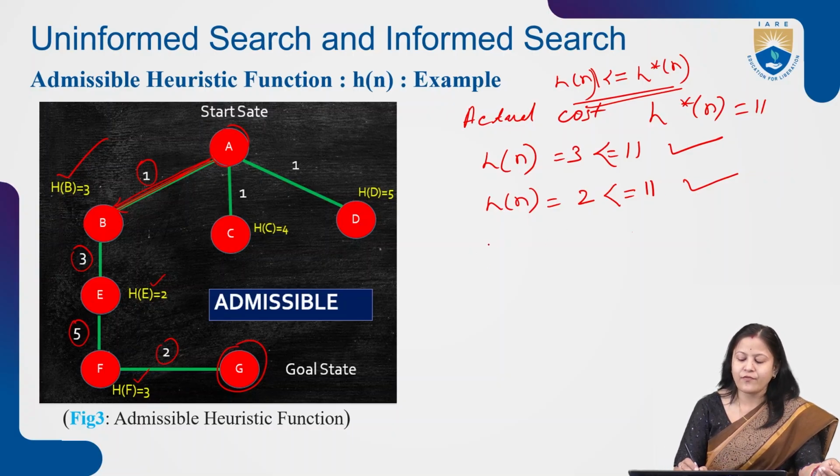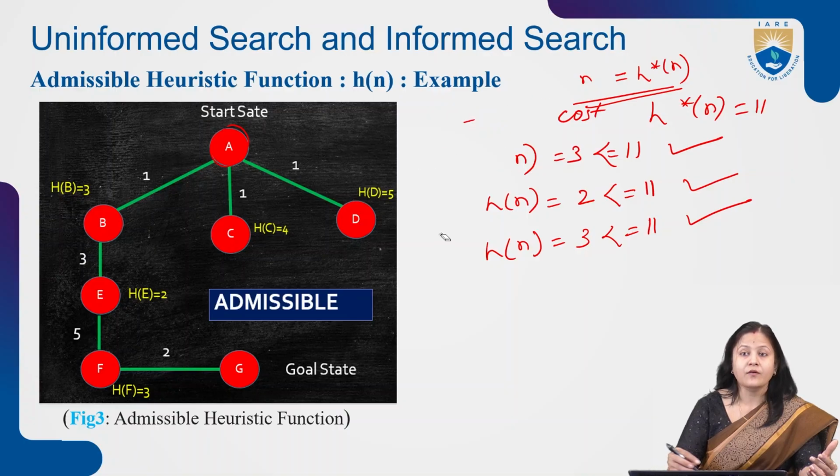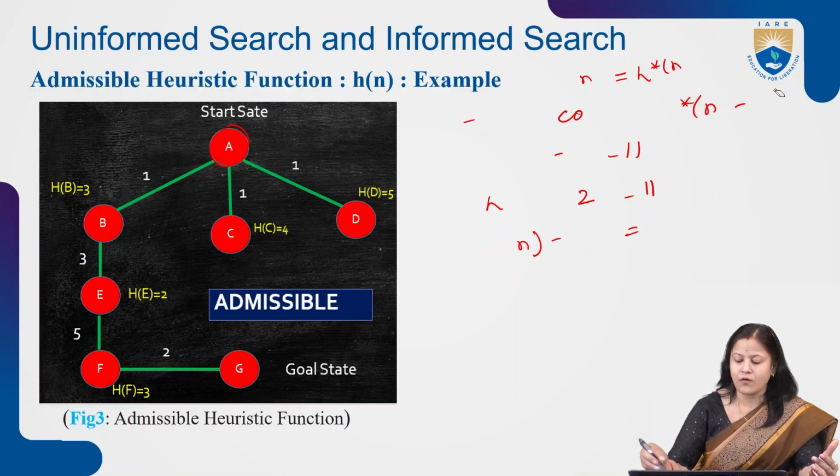Even for this F node, H of F is given as 3. 3 is also less than or equal to 11. So all these heuristic values through this path are admissible. This is the way we can check whether the heuristic value is admissible or not. If it is admissible, then only we can find out the cost of the path. Now we'll check whether the heuristic is not admissible.